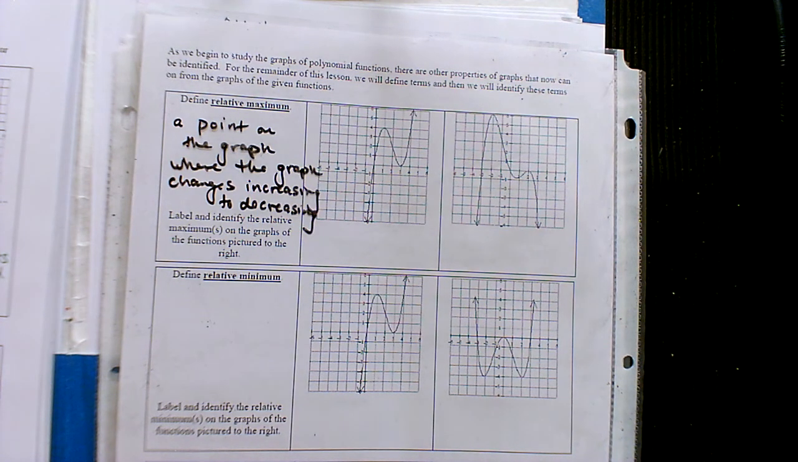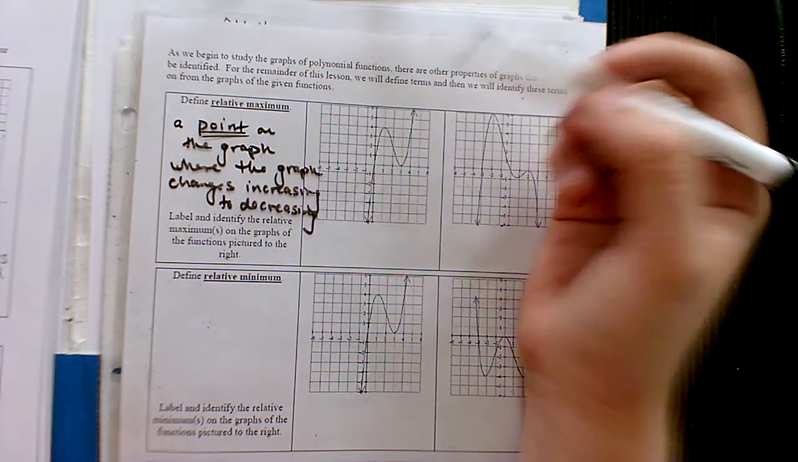So this is why we had to practice identifying increasing intervals and decreasing intervals. If we can find where that changes, then we can locate a maximum or a minimum, depending on the direction you're going. So in the first graph, can we identify a point, an x and a y coordinate, where the graph changes from going up to going down? Increasing to decreasing. Yeah? 1, 4.